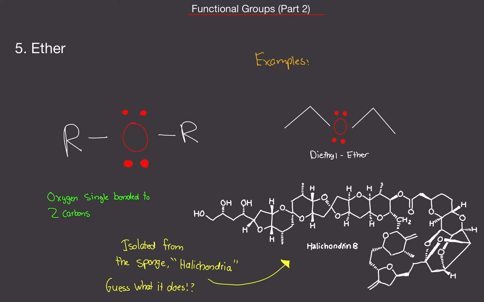Now guess what it does? I want to try to make these videos interesting. I just don't want to tell you the functional group and just go on, because I want you to remember it. And I think if I tell you something interesting about it, you'll be more likely to remember. What does it do? Halichondrin B is used to treat cancer. It's actually found in the sponge, and when they isolated it, they found it can be used to treat breast cancer. So this is why these functional groups are important. You can begin to understand what they do in certain molecules. So ethers are really important in medicine, especially for cancer treatment.